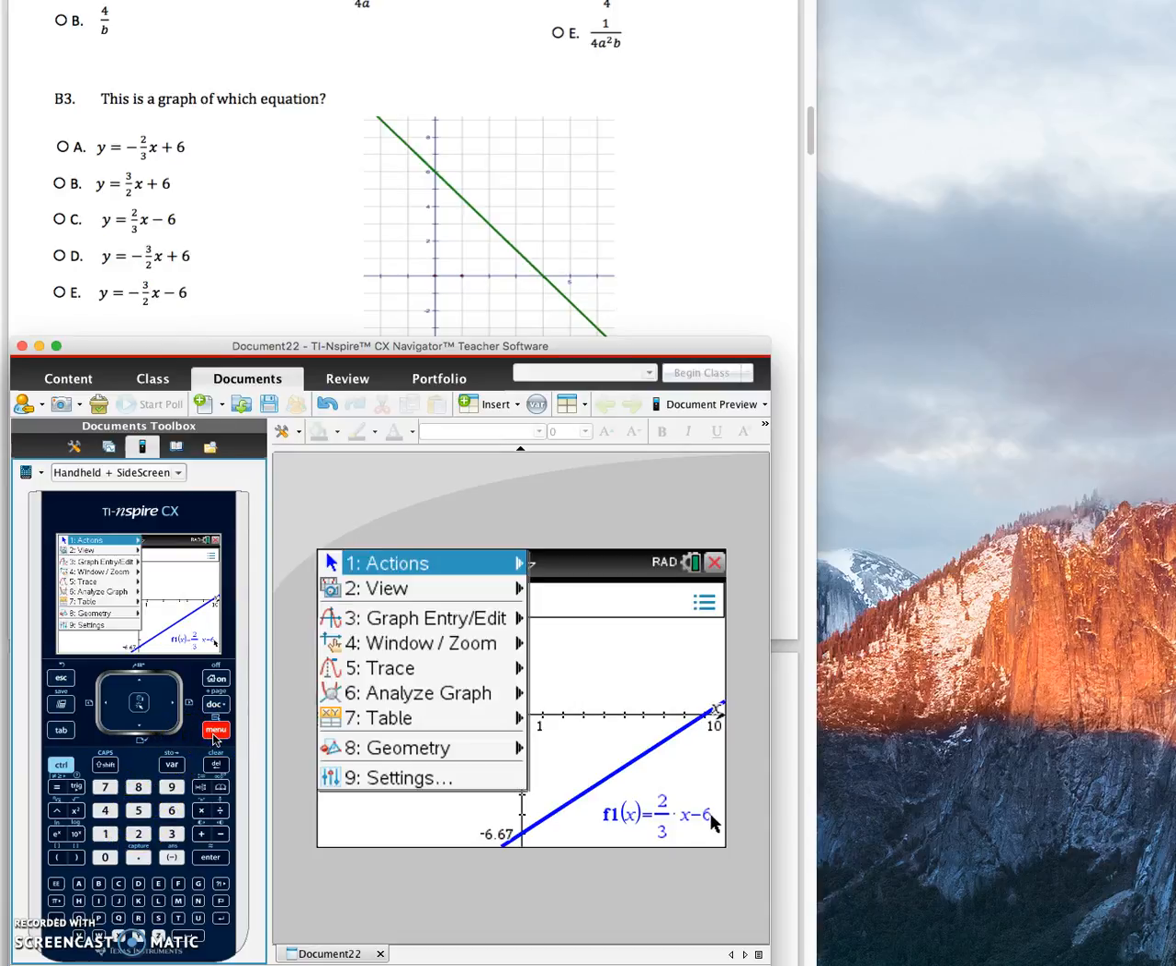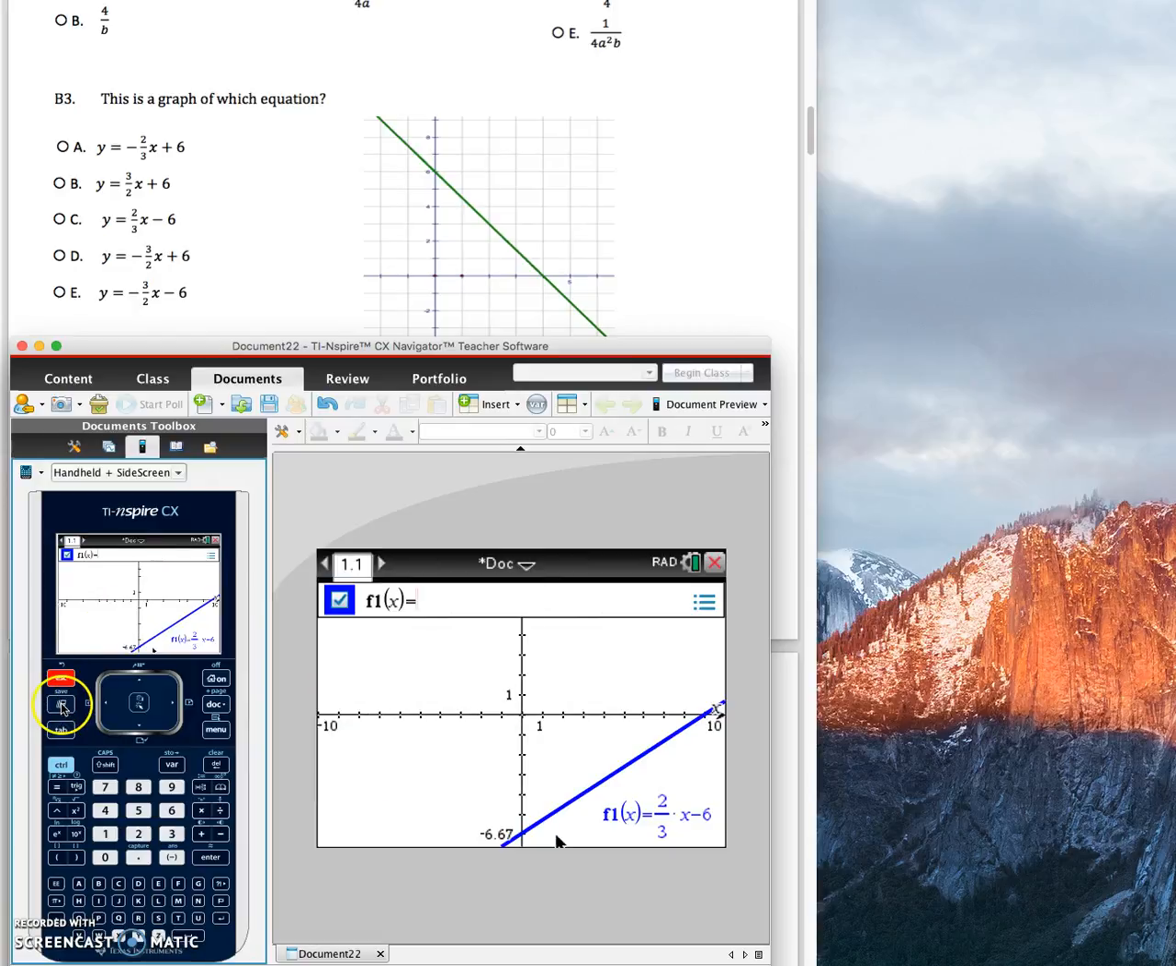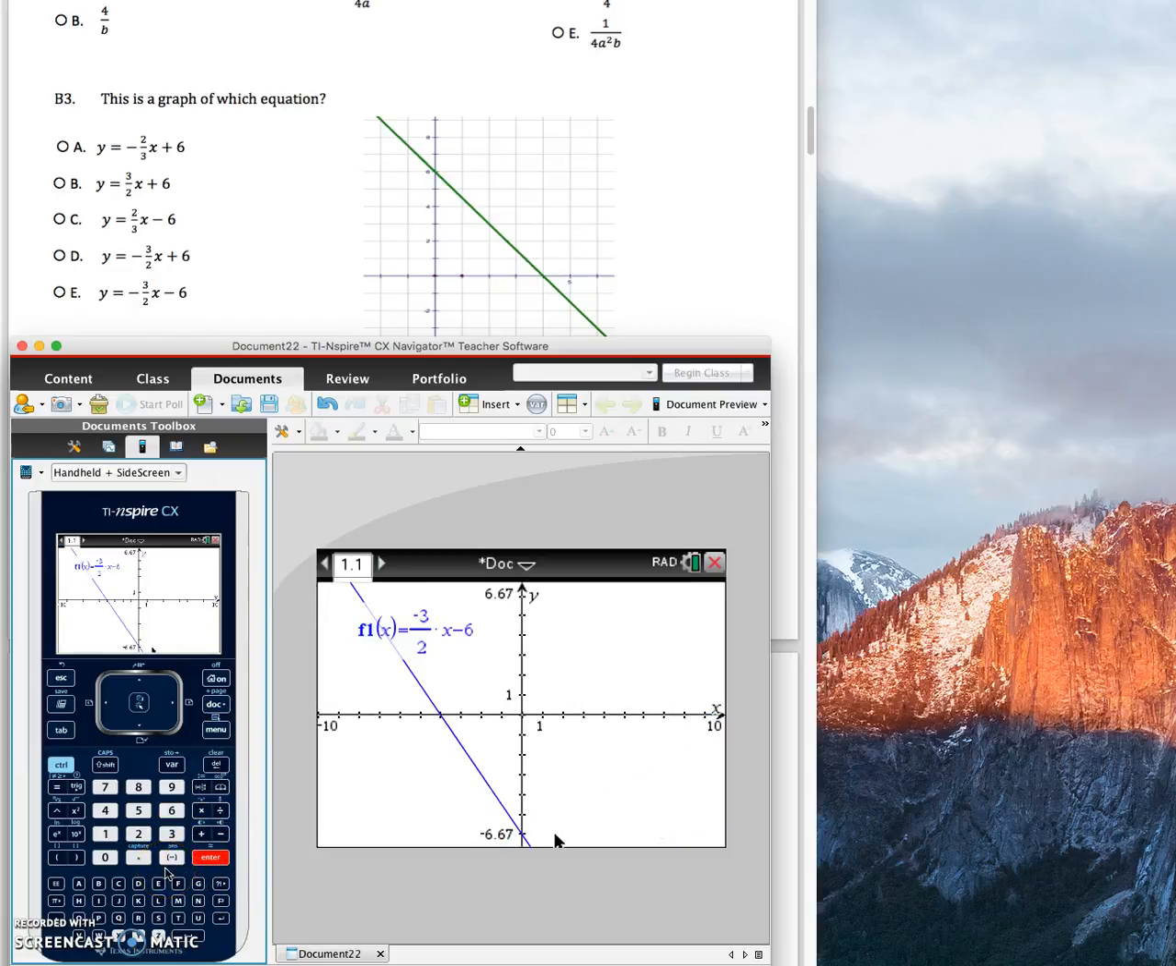So again, we're going to menu. I think we may have already been there. Let me make sure we escape. Yeah, we were already there. So let's go ahead and hit a negative. Let's put it in parentheses. I kind of like putting everything in parentheses. -3 divided by 2, close parentheses, x, and subtract 6. Graph. Oh, I put a -6. Whoops. See the minus here?